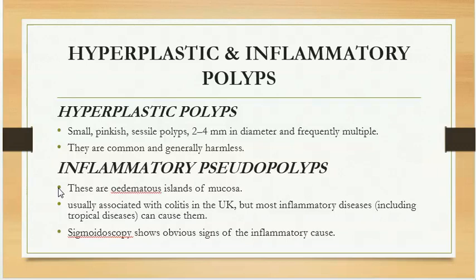The other polyp relevant to the rectum is the hyperplastic polyp. These are small, pinkish, sessile polyps, about 2 to 4 millimeters in diameter, and they are frequently multiple. They are common and generally harmless. Keep in mind about the hyperplastic polyps.